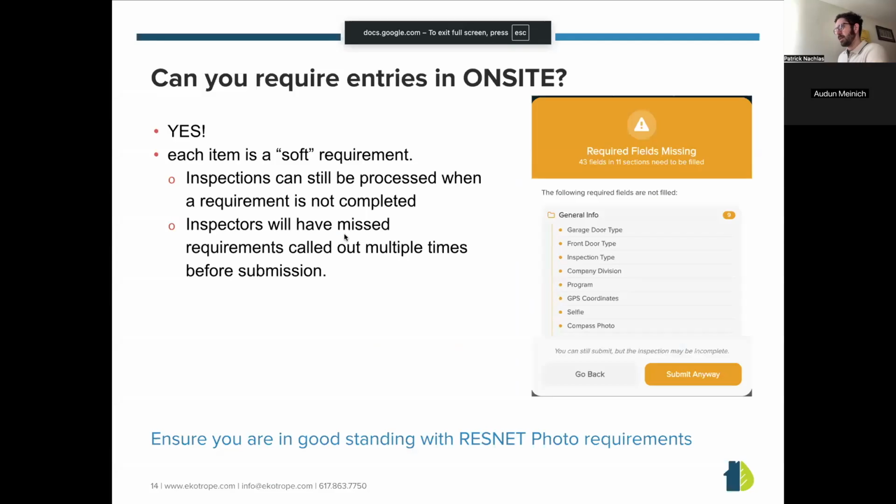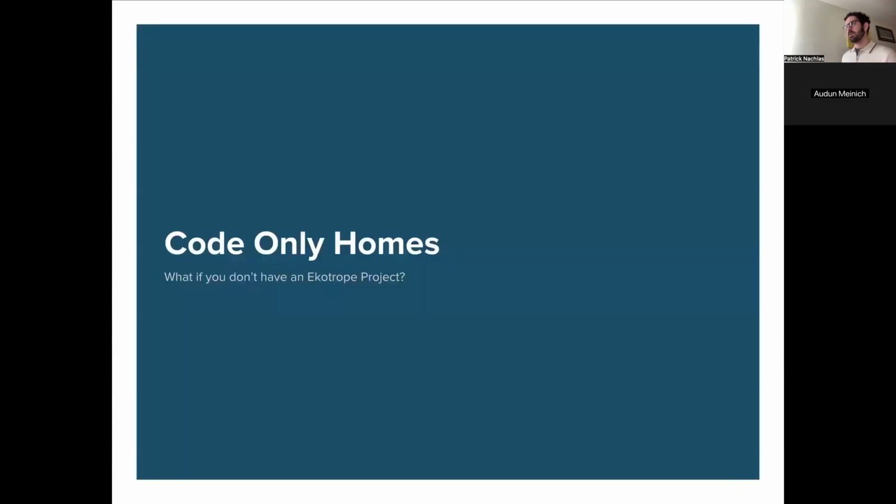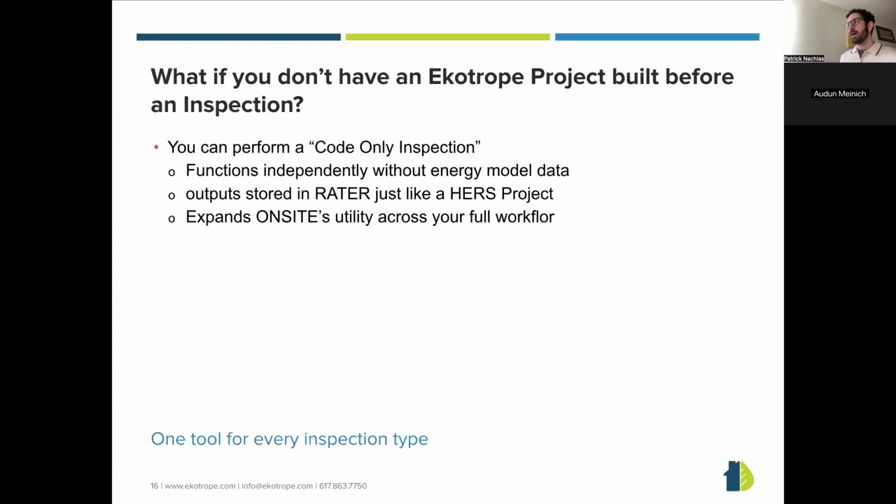All right. So that's action items and requirements. Also, just a quick demo again of on-site. So code-only homes. What if you don't have an Ekotrope project? Can you use OnSite if you haven't built a projected energy model? Yes, you can. We're calling them code-only inspections.